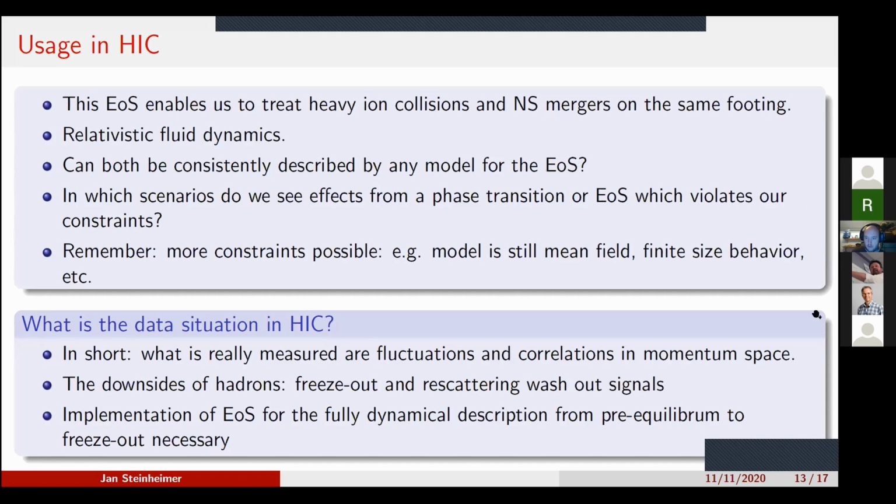So, but what's the data situation in heavy ion collisions? So in short, what they usually measure in heavy ion collisions are correlations and fluctuations in momentum space.